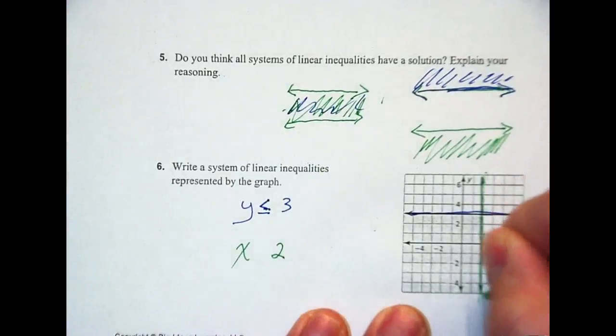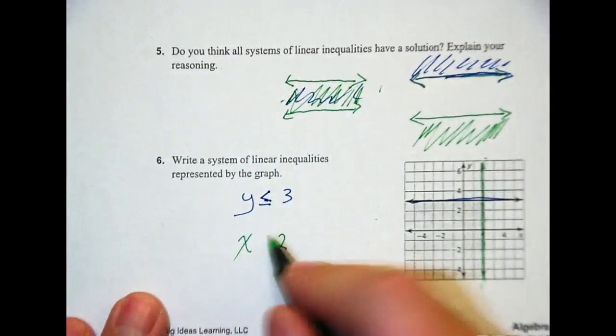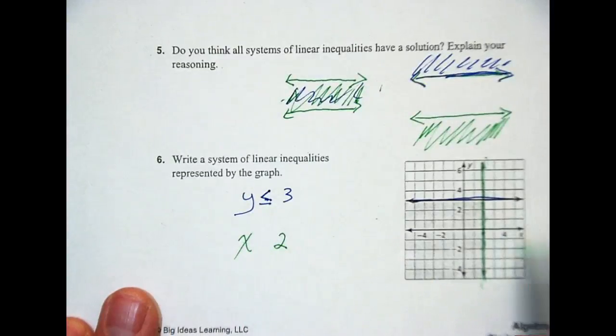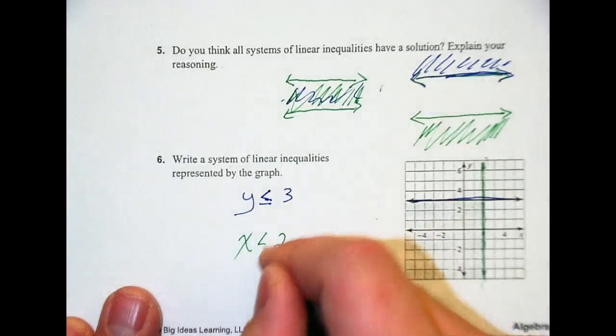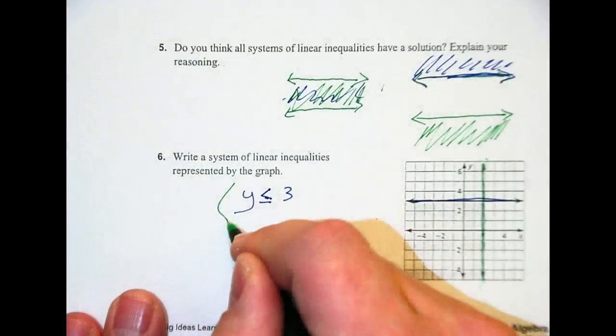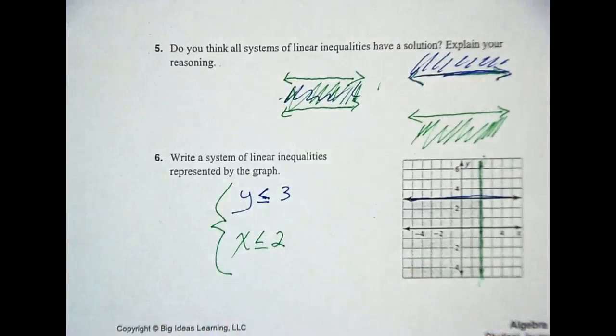All right, we already know what solid means. That makes it less fun. Is it less than or greater than? Less than. It's shading the smaller things on X, so it's less than or equal to. All right, there's my system. A lot of times we bracket a system with brackets like that. That's cool. Okay, we got to kind of be done with this.